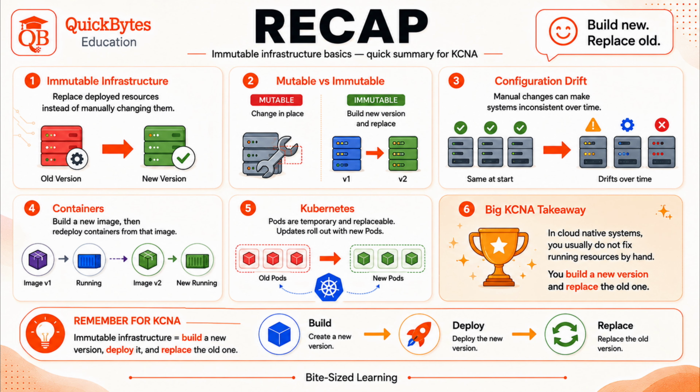Here's what you just learned. Immutable infrastructure means deployed resources are replaced instead of manually changed. Mutable infrastructure means existing systems are modified in place. Configuration drift happens when systems become inconsistent over time. Container images support immutability because new versions are built and redeployed. Kubernetes supports immutability because pods are temporary and replaceable.